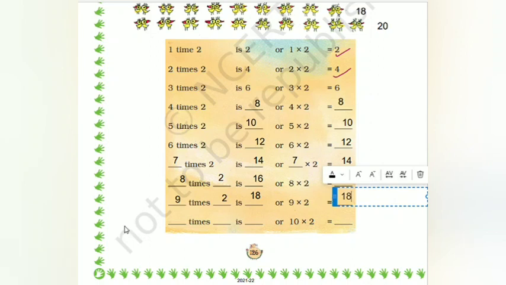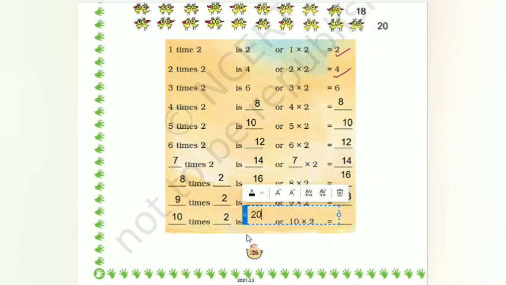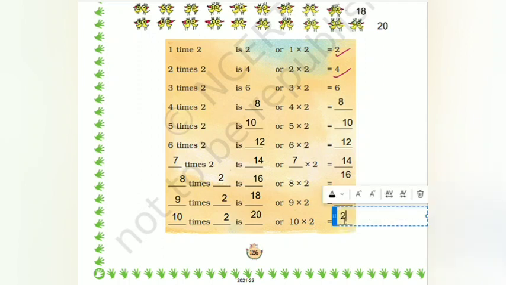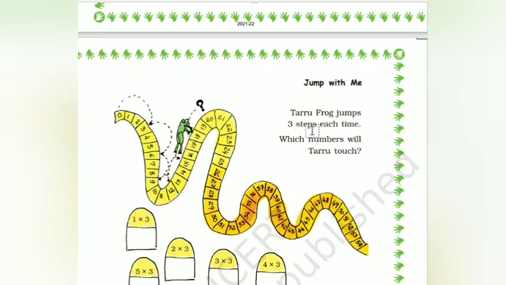18. Then 10 times 2 is seen. See here, 10 times what is seen? 2 is seen. So the answer is 20. 10 into 2 is also equal to 20. Okay, jump with me. Taru the frog jumps 3 steps each time. Which number will Taru touch? What is the number that Taru touches here?